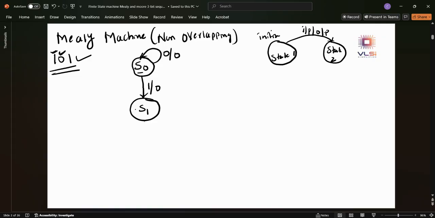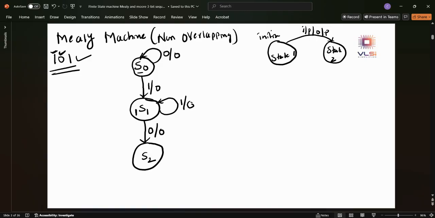Okay, and the input is 0, and the output is 0 only. Output is 0. Okay, and at S1, if the input is 1, it will be in the same state. So you're not getting any sequence. You're not getting the correct sequence. The output is 0. Okay, so two possible conditions are completed.